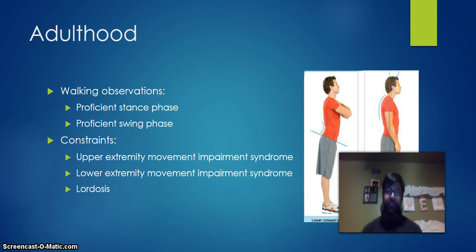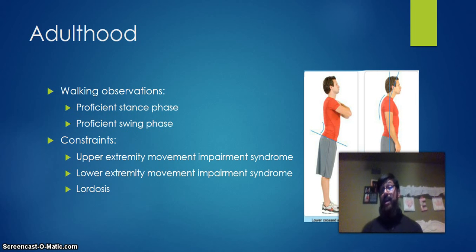When it comes down to constraints, some of the things I've noticed in my field, I'm a personal trainer, so I work a lot with people who are sedentary and/or do a lot of repeated movements. Because of these things, some of the constraints I've noticed: upper extremity movement impairment syndrome. This is in the picture on the right, and this is when they have rounded shoulders and a forward head. This can be due to a sedentary job, working on the computer a lot, staying hunched over a lot. It can be corrected, but it does take time.